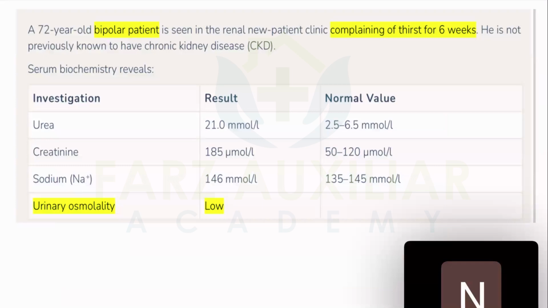Okay. A 72-year-old bipolar patient is seen in the renal new patient clinic complaining of thirst for 6 weeks. He is not a CKD patient. His urea is high, almost 3 times the normal. Creatinine is just increased. So you can immediately see that it's not too bad, right? Urea is not too bad, creatinine is not too bad. Sodium is just high. Urine osmolality is low.